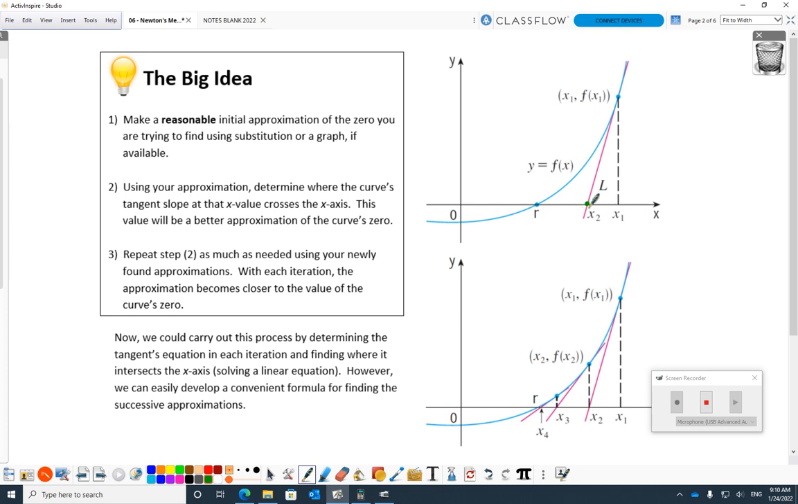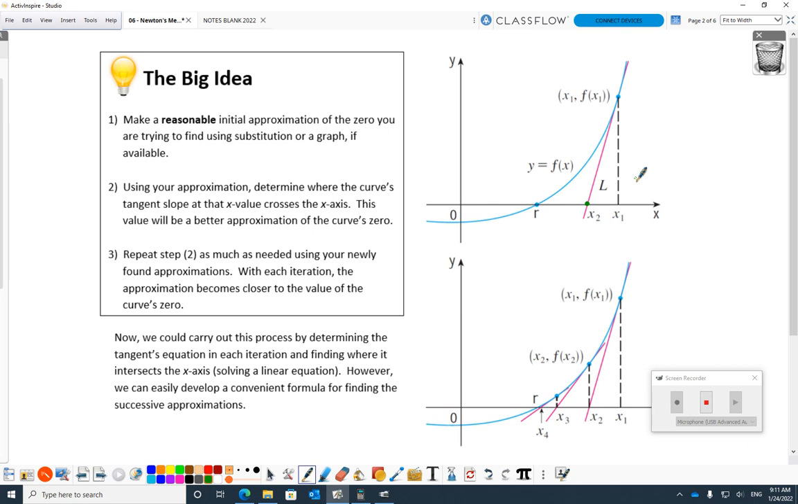Now, if you're thinking, won't this take forever? No, it's really good about how fast it works. It works shockingly fast because as you get closer to that 0, the slope gets more shallow or it gets steeper. Well, it works. It works so good. You'll see. Using your approximation, determine where the curve's tangent slope hits the x-axis and then go, well, there's a better approximation where the tangent slope hits the axis.